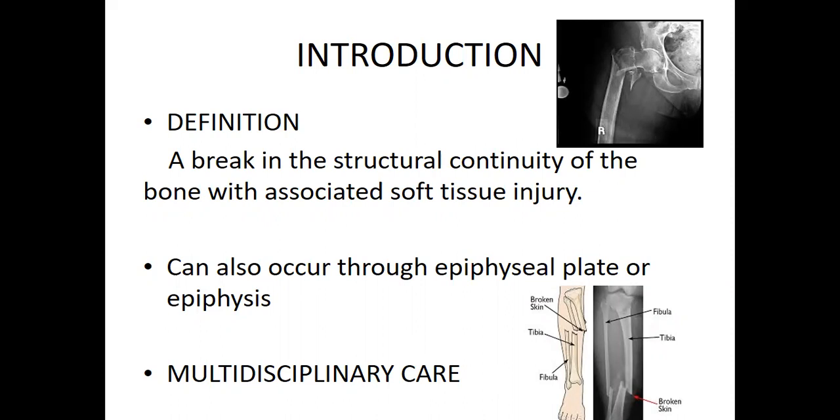Now, fracture can occur through the epiphysis and can also occur through the growth plate called epiphyseal growth plate. So it's not only just the shaft. Any part of the bone can be fractured. So we have to take that into cognizance. However, the management of fracture is multidisciplinary. It involves a lot of doctors, because fracture alone may not just suffice. The patient may also come with other life-threatening issues, and as such, we have to involve other specialties in management of a multiply injured patient presenting with a fracture.